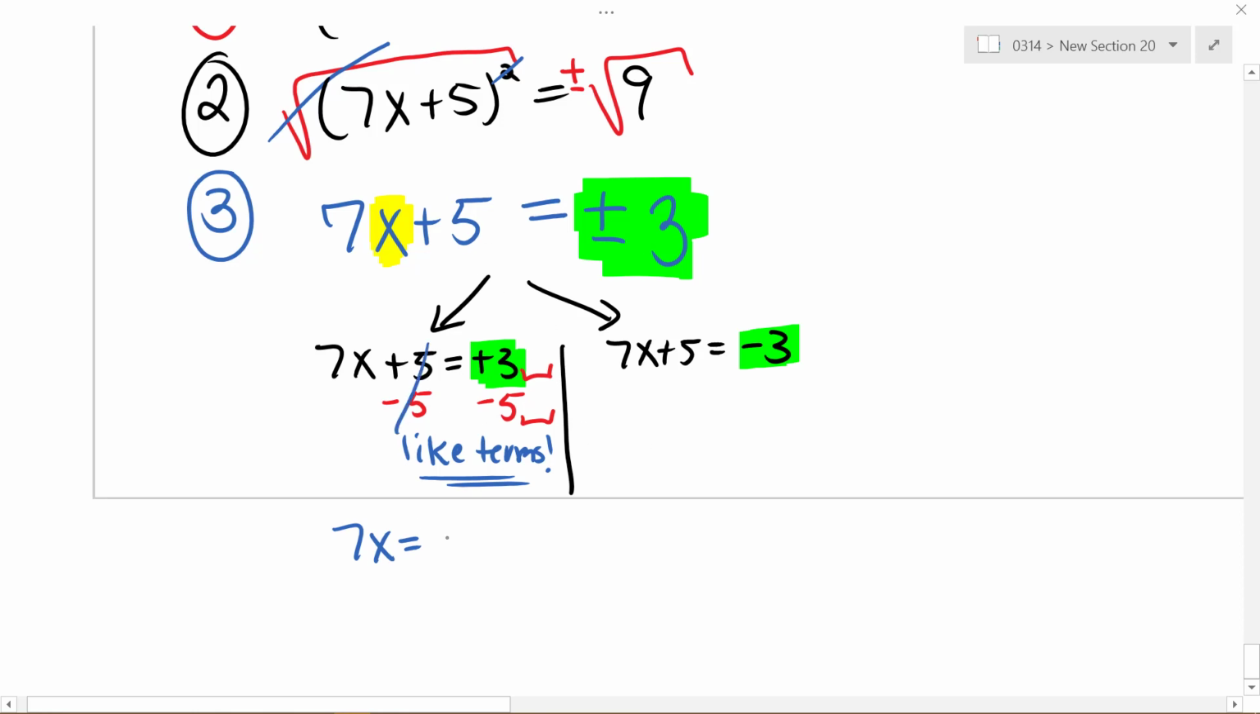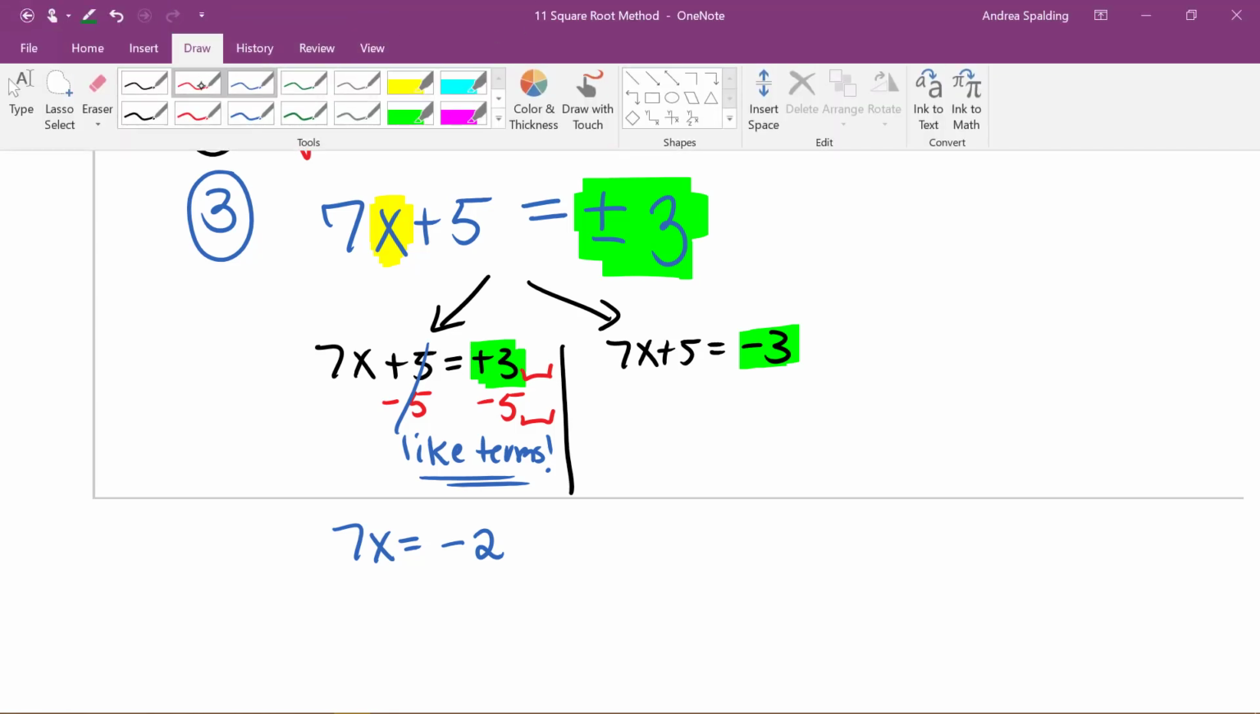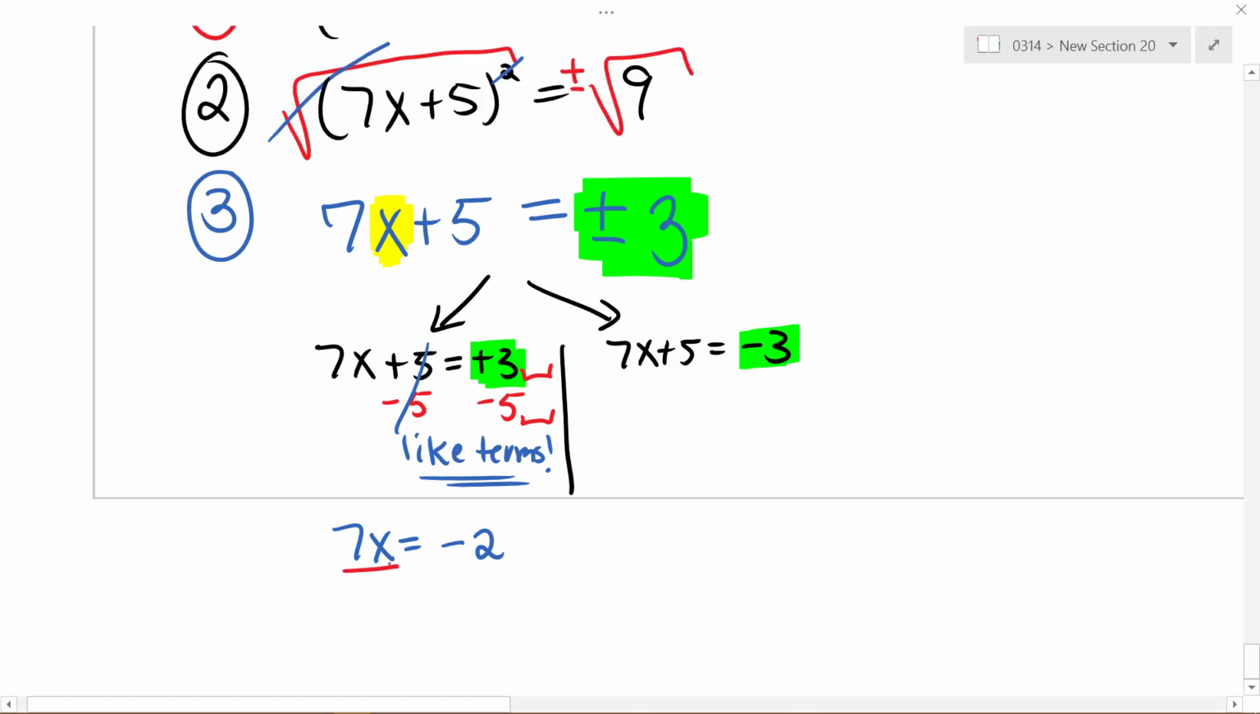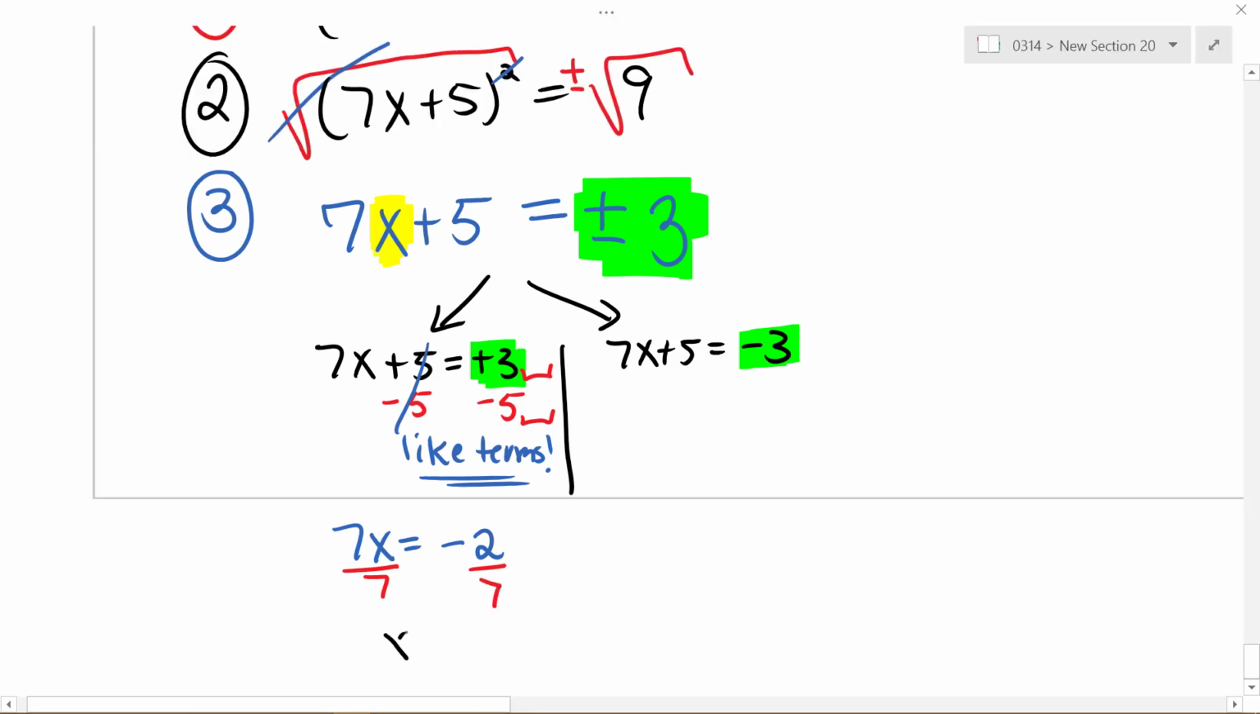So I get 7x is equal to positive 3 minus 5, that's a negative 2. Okay, if you need to use your calculator, please do. And the last thing I'm going to do is I'm going to divide both sides by 7. Okay, so we get x is equal to negative 2 divided by 7 as one of our solutions.